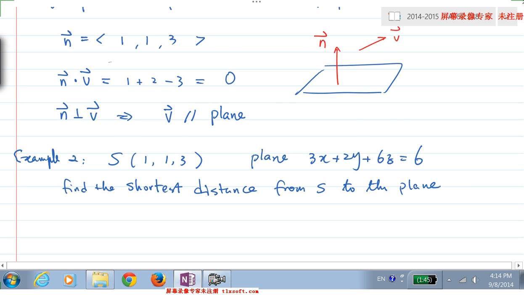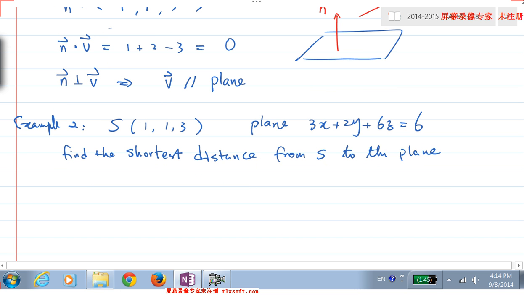At this stage, a very helpful way is to always just illustrate what's going on here. You don't have to be very precise. Here's a plane, and here's the S point. One of the questions you probably immediately thought of is the shortest distance from S to the plane. What if S is on the plane? Then there's no distance, right?